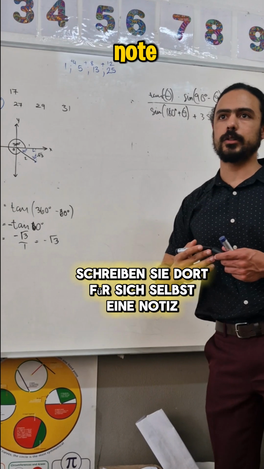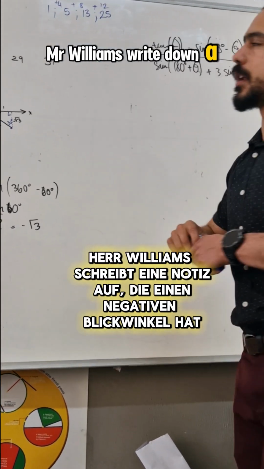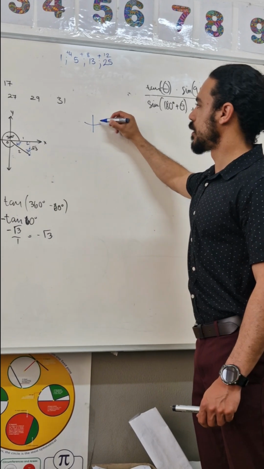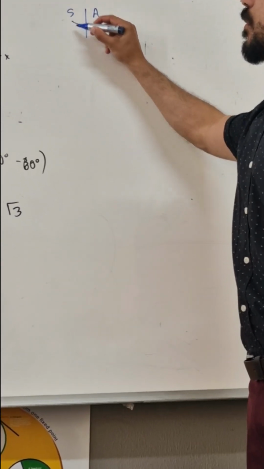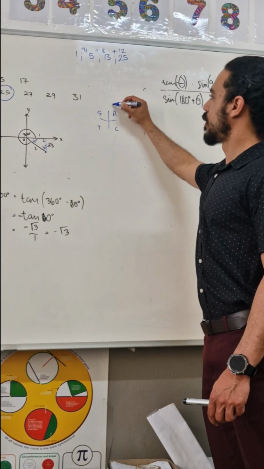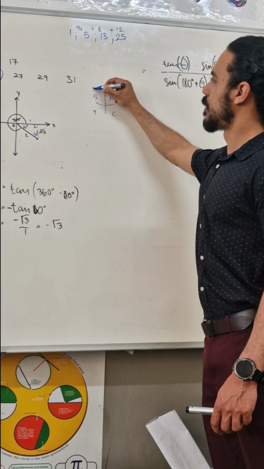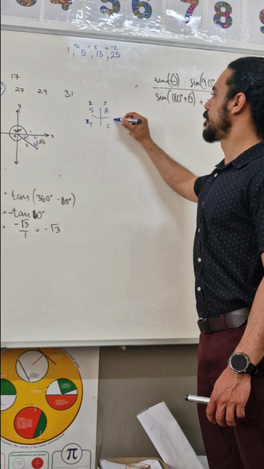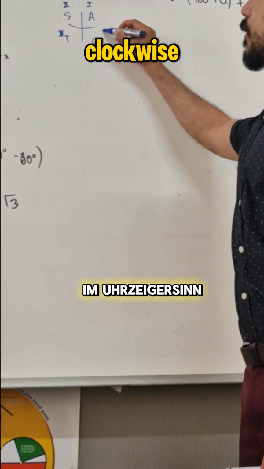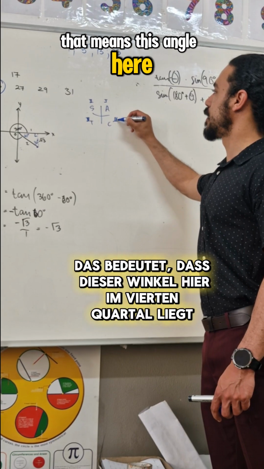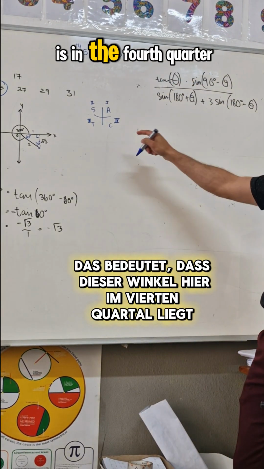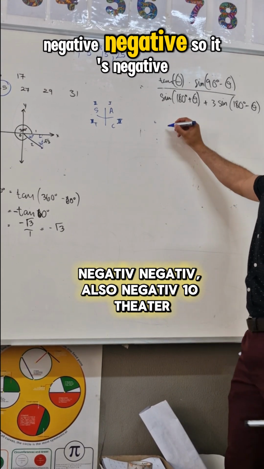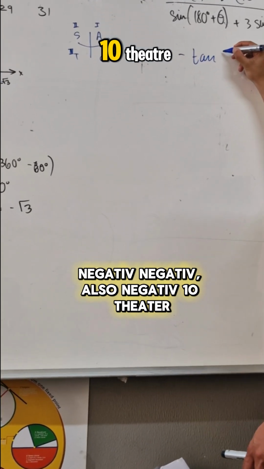Alright, that's a negative angle. Write there for yourself a note. That's a negative angle. So I'm basically working in which quadrant? If I have a negative angle, in which direction am I going? Clockwise. So that means this angle here is in the fourth quadrant. Now what is tan in the fourth quadrant? Negative. So it's negative tan theta.